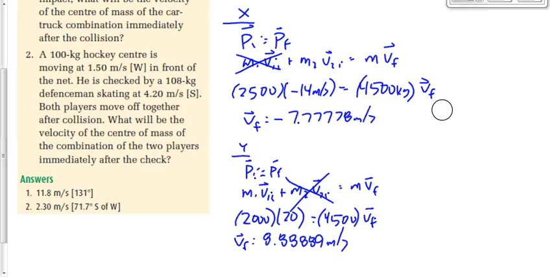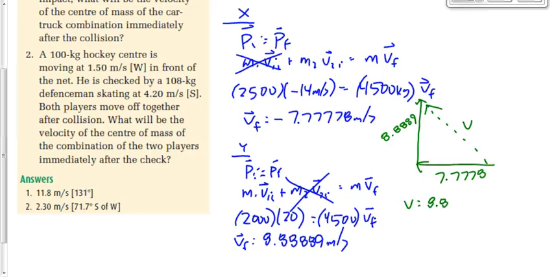Actually, let's move that a little bit so we've got space to draw the other one. 7.7778, and then the y component is positive 8.8889. We predicted that the final velocity would be up and to the left. Sure enough, it turns out to be up and to the left. We were right in our prediction. Let's solve for that V using the Pythagorean theorem, and let's solve for the angle.